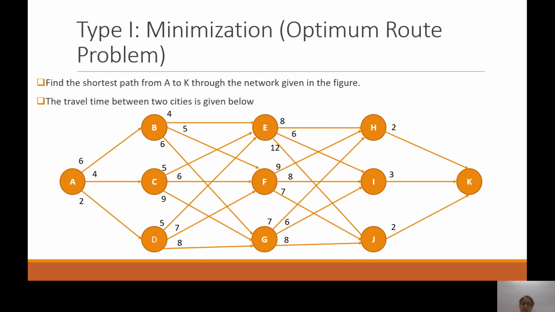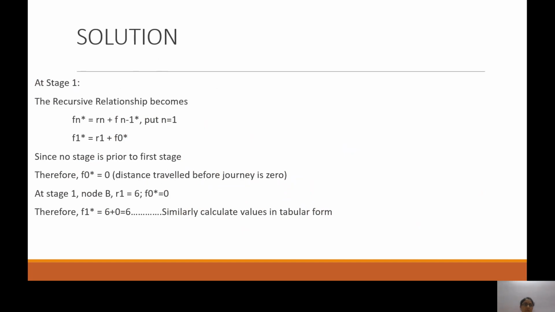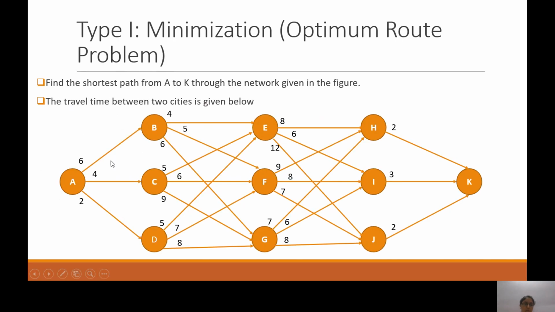So find the shortest path from A to K through the network given in the figure. The travel time, sorry, this is time. It can also be distance, but in this case, it is time in units, or it might be in hours. And it is between A to K. So at stage 1, we are going to see the method of recursive function or recursive relationship. So at stage 1, Fn star is Rn plus Fn minus 1. So now at stage 1, Rn or the return function will be the return function for stage 1. Going back to the diagram, I'll just show it to you over here.